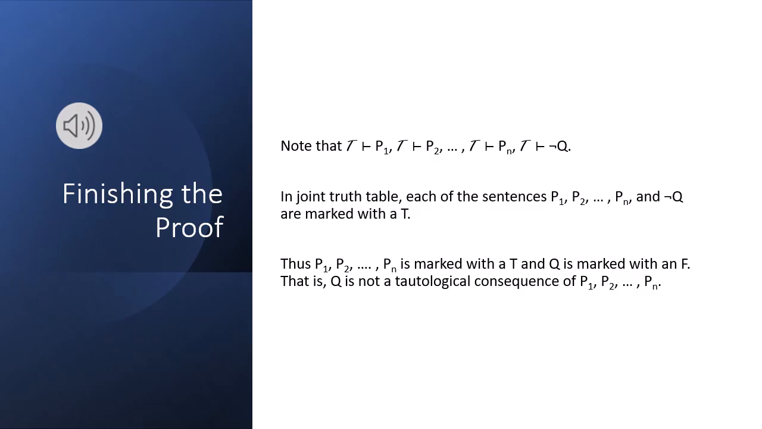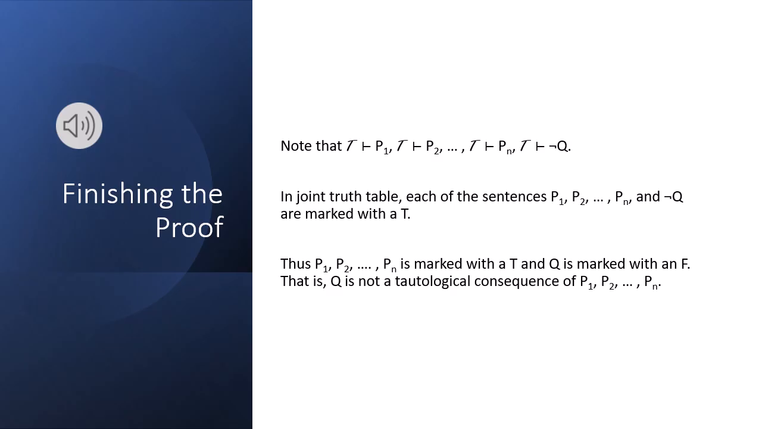Notice that there are formal proofs from script T of P1, P2, Pn, and the negation of Q. In fact, they're really simple proofs. All you have to do is take one step and use reiteration, because they're all elements of that set script T. Now, from our previous claim, where we constructed our row of the truth table, in the joint truth table for P1 through Pn and the negation of Q, we would mark all of those sentences with a T. And again, that just follows from that claim that we proved via induction in our key lemma.